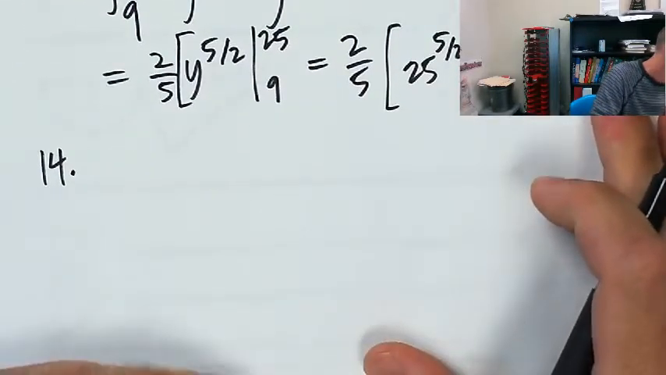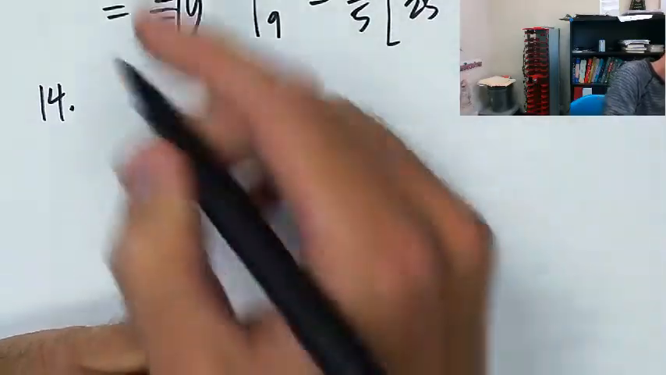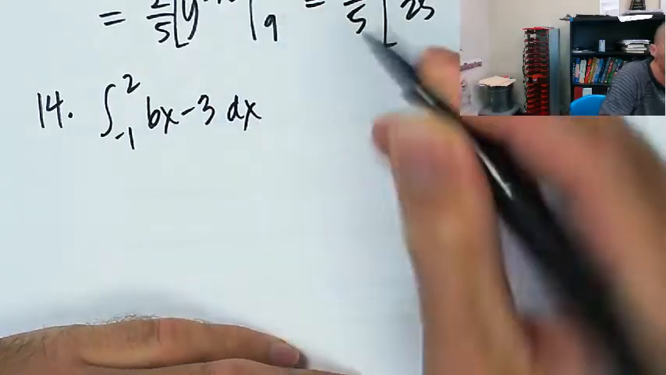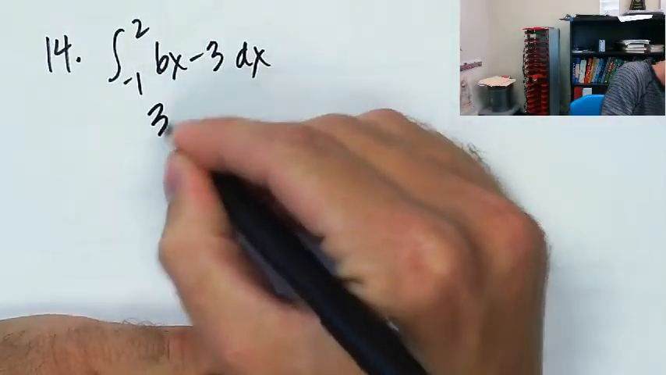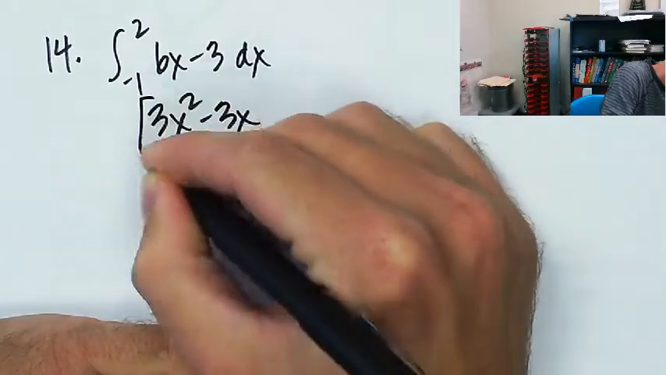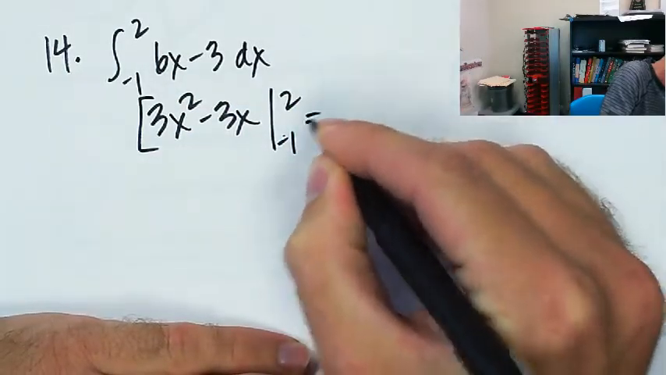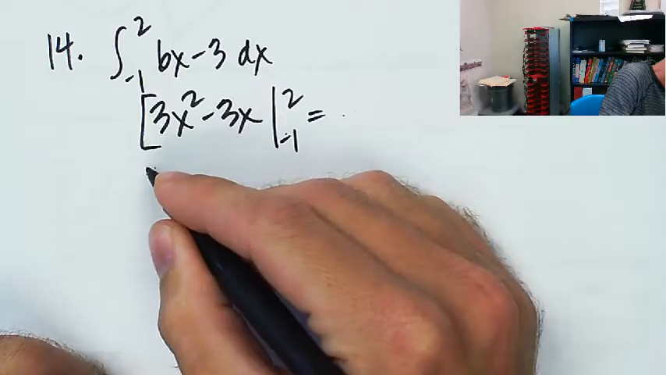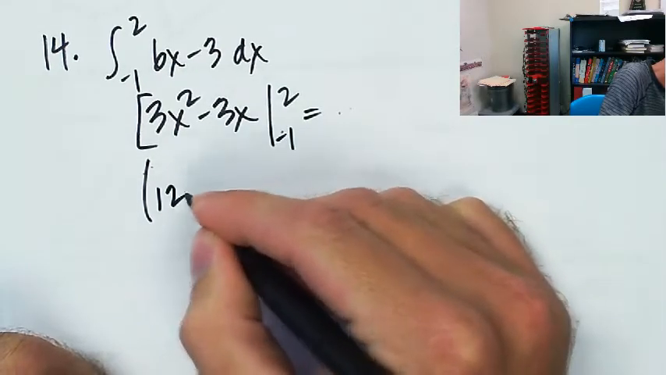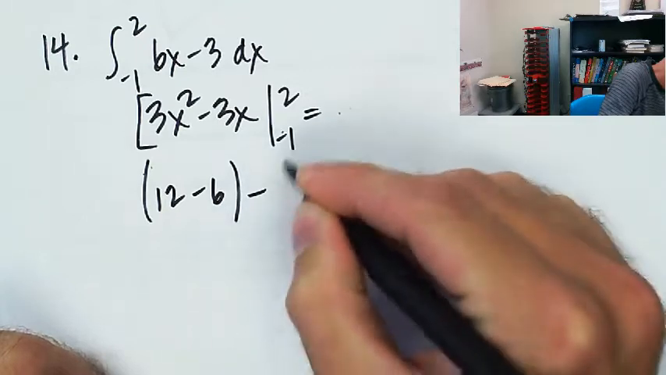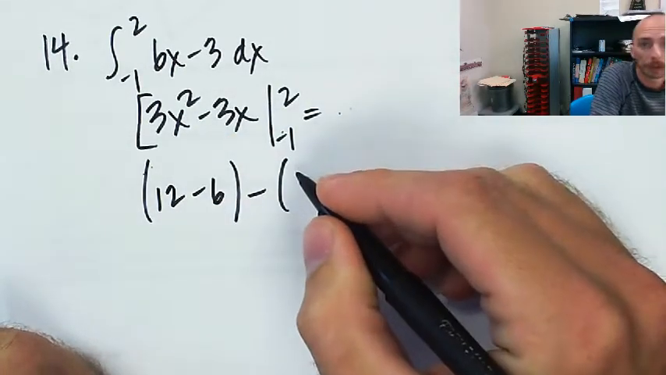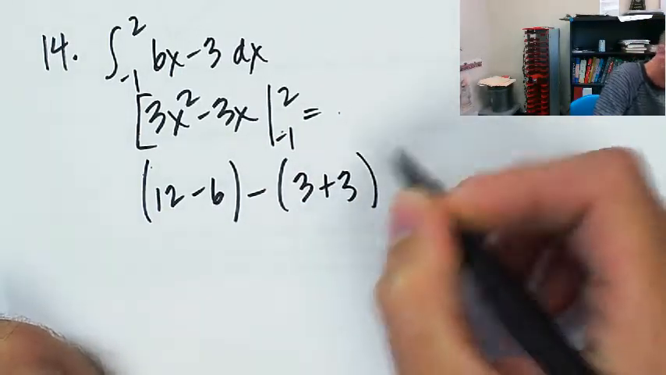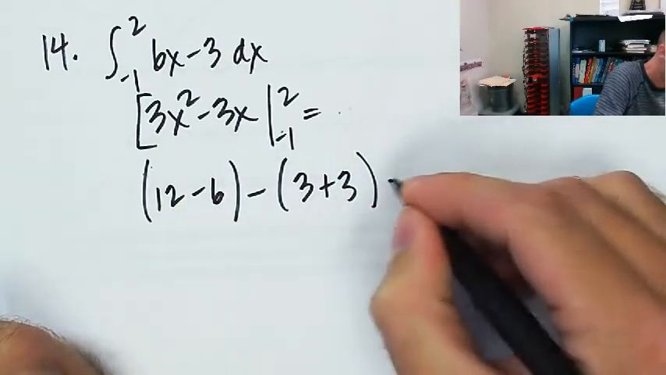14, integral from -1 to 2 of 6x minus 3 dx. Okay. Antiderivative. Plug in top, plug in bottom. Maybe I'll go down here. So 3 times 4 is 12, minus 3 times 2 is 6, minus 3 times -1 squared would be 3 times 1, and that's just going to be 3, plus 3. Okay, and that's 6 minus 6 equals 0.